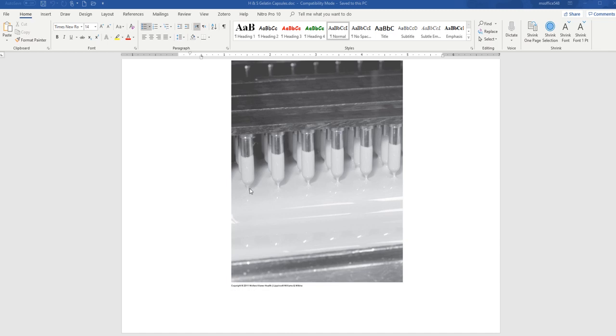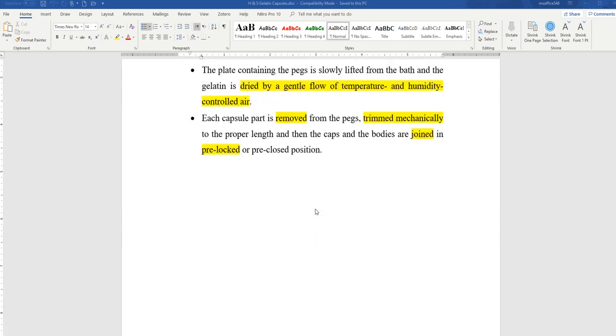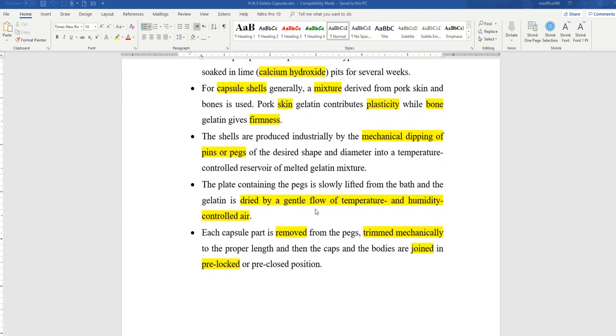Do you see the dripping? That's why we cannot leave it like that. We need to spin these pens or pegs in order for the melted gelatin to spread evenly around the pen or peg. Okay, let's go back. Actually, what I said is summarizing all what you see here. Okay.